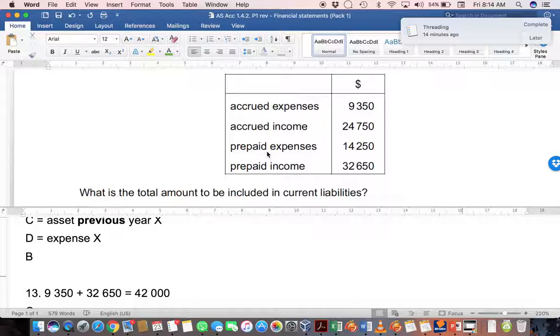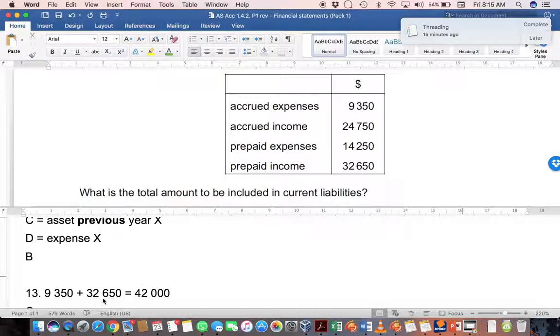Prepaid expenses means that it is paid in advance, and if it's an expense, it was paid to somebody else in advance, which means actually they owe me. And again, this would be a receivable or an asset, so I ignore it. Prepaid income. Income is paid to me, and if it was prepaid, it means somebody has paid me before they needed to, and therefore I actually owe that back to them.